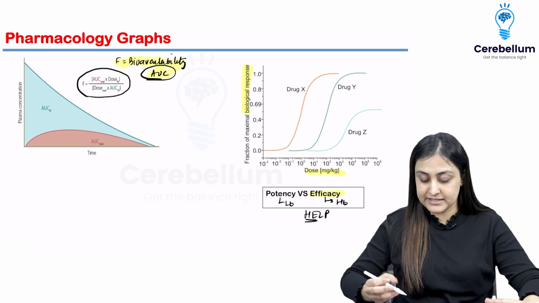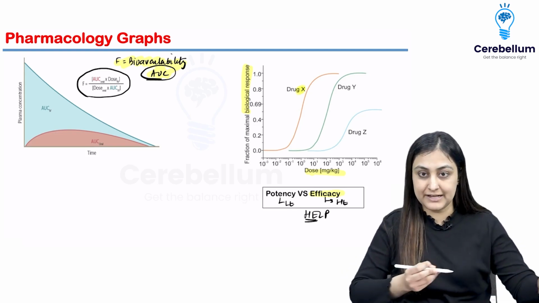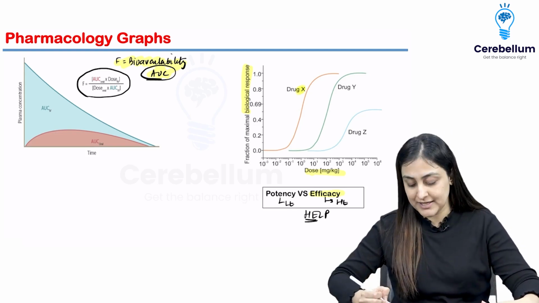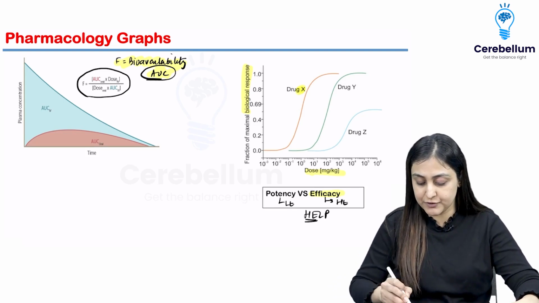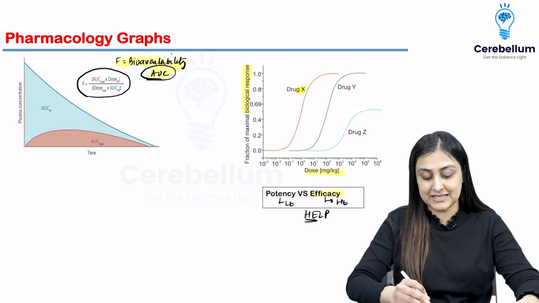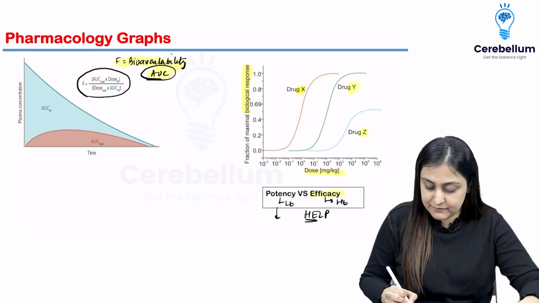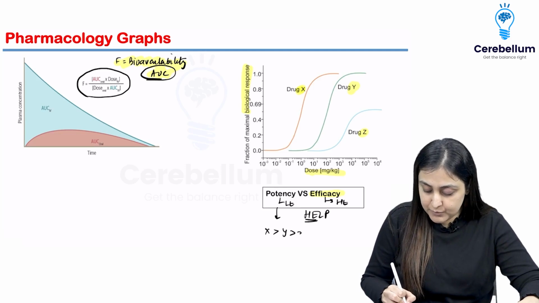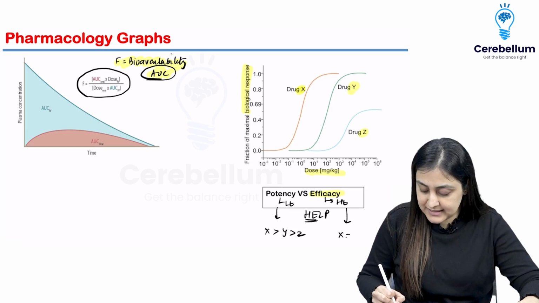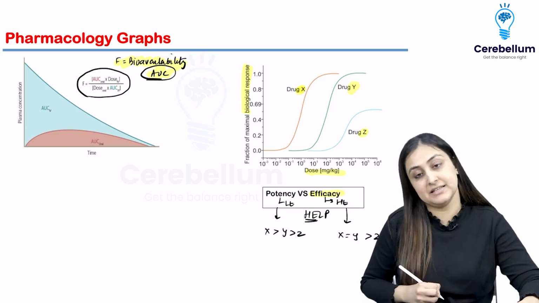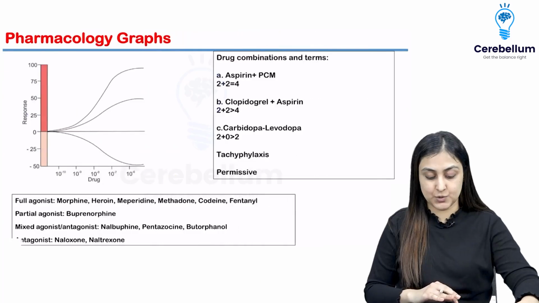Potency is the right left. Whatever is on the most left side is going to be the most potent, and as you see, a higher dose is required for a similar response. The potency keeps reducing. So X is more potent than Y than Z. That's how we can know about the potency. Efficacy, I can say X equals Y more than Z in this case. Okay, so I hope you understand this concept.